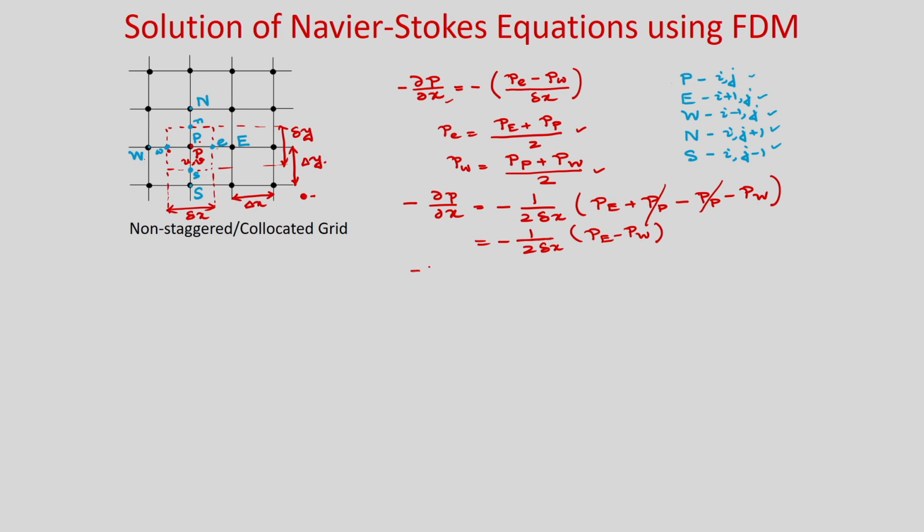Similarly, you can derive minus del p by del y will be minus 1 by 2 delta y (P n minus P s). Now, you see we are solving the full Navier-Stokes equations, that means those momentum equations at the cell center P, where velocities we are solving, and when we are calculating the pressure gradient for this momentum equation, pressures are taken away from this point P.